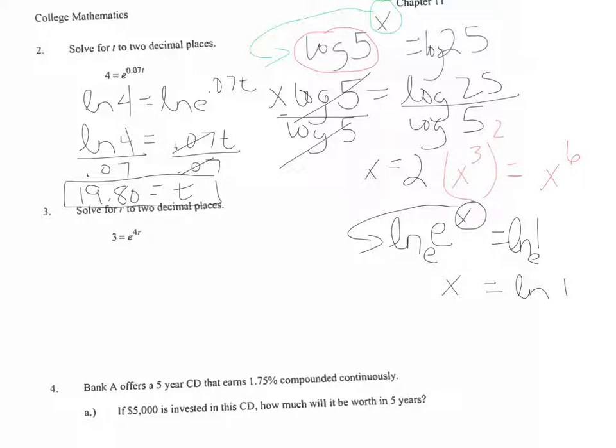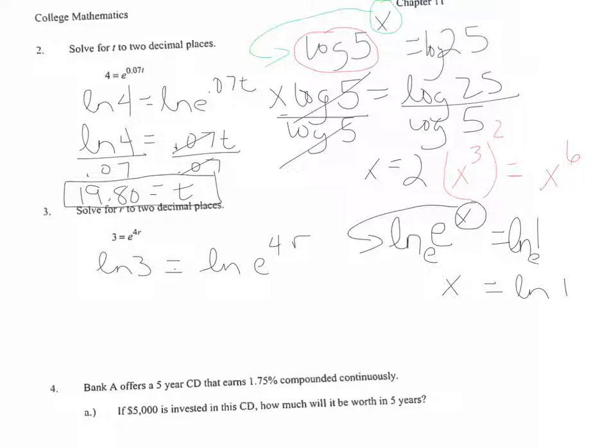Okay? So if you look at the next example, I'm solving 3 equals e raised to the 4r power. What's going to be the little handy tool that lets me solve for an exponent? I have to do what? I'm going to take the natural log of both sides, right? So I'm going to take the natural log of 3 and set it equal to the natural log of e raised to the 4r power.